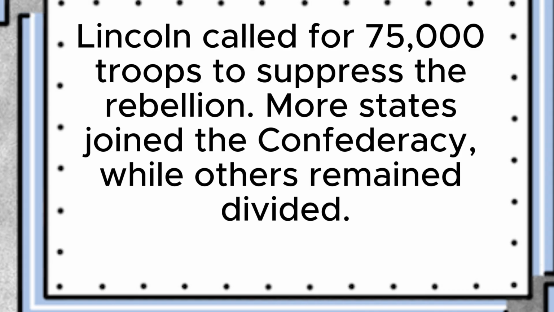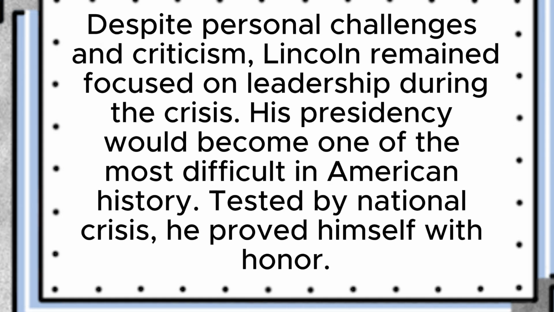More states joined the Confederacy, while others remained divided. Despite personal challenges and criticism, Lincoln remained focused on leadership during the crisis. His presidency would become one of the most difficult in American history. Tested by national crisis, he proved himself with honor.